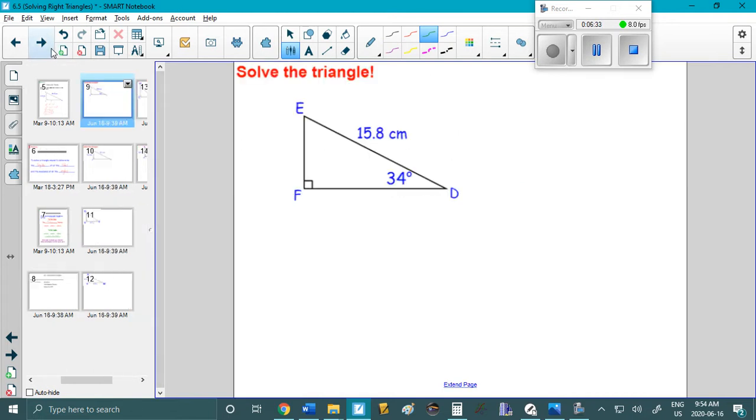So here we go. Solve the triangle. So we need to find every missing piece of information. So first of all, the easy part here is angle E.